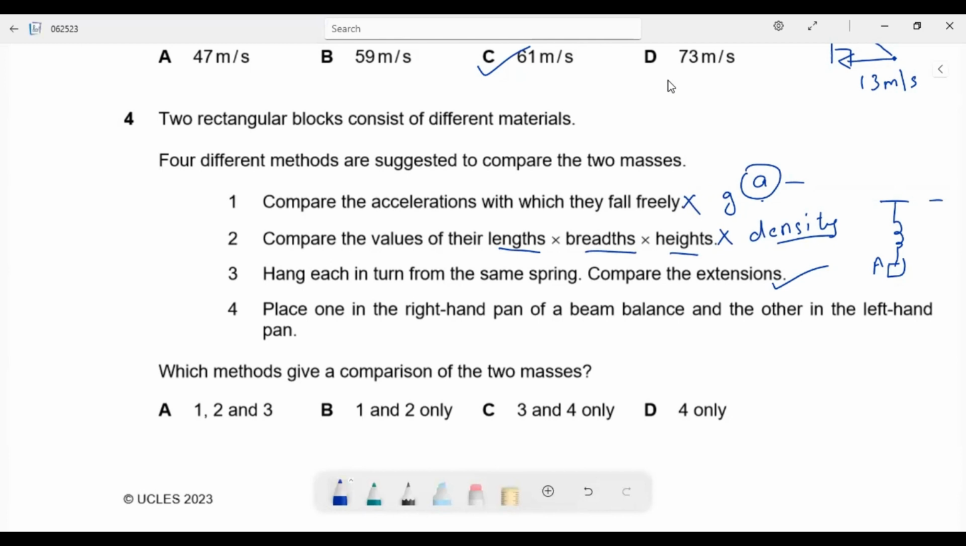Fourth, place one in the right hand pan of a beam balance. So we are taking a beam balance, one in the right hand pan, the other in the left hand pan, then we can compare. This is also a good method. So which methods give a comparison of the two masses? That is 3 and 4 only. The right answer is C.